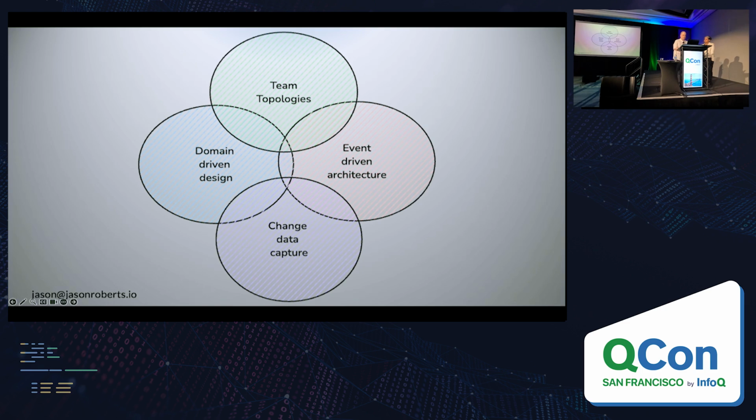So Team Topologies aligns well with domain-driven design because those boundaries, those circles we draw around the domain and the teams, can be very similar or the same in many cases. But they also give us the tools to carve that out for the complicated subsystem teams.